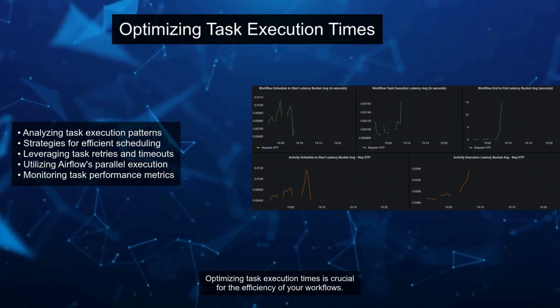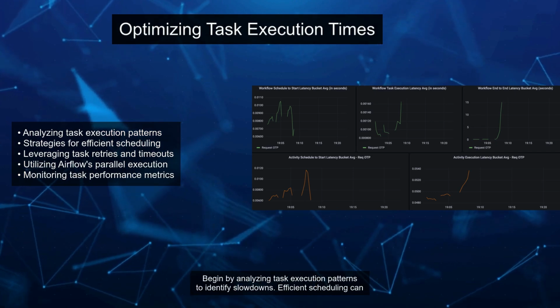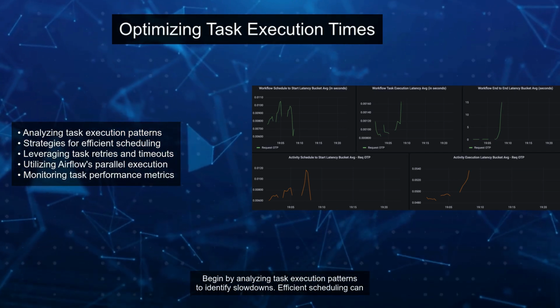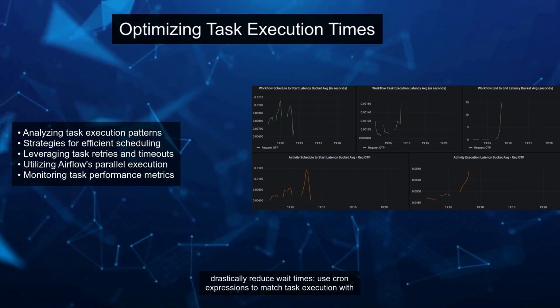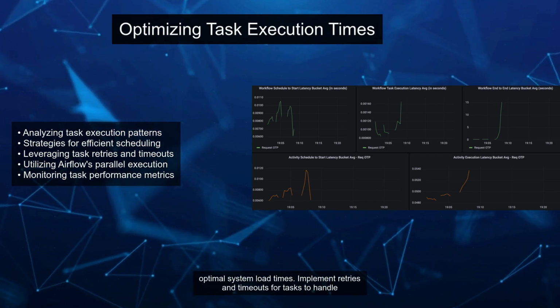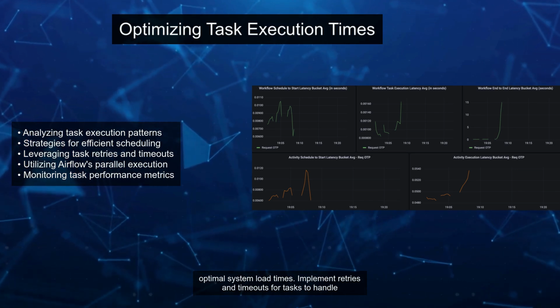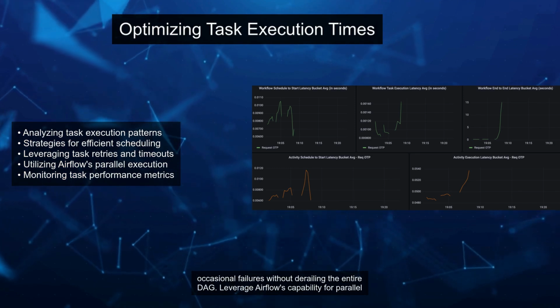Optimizing task execution times is crucial for the efficiency of your workflows. Begin by analyzing task execution patterns to identify slowdowns. Efficient scheduling can drastically reduce wait times. Use cron expressions to match task execution with optimal system load times. Implement retries and timeouts for tasks to handle occasional failures without derailing the entire DAG.